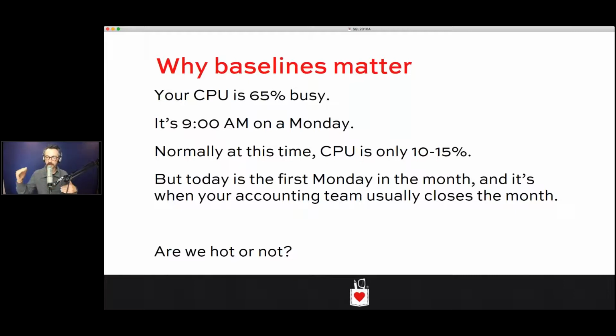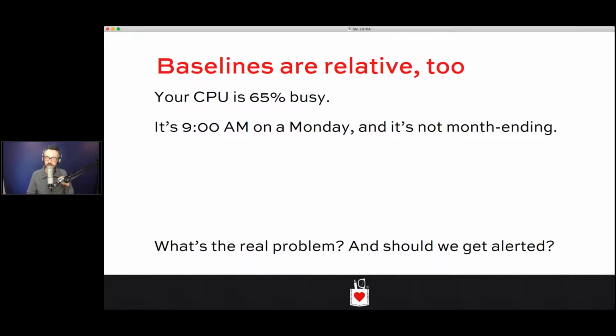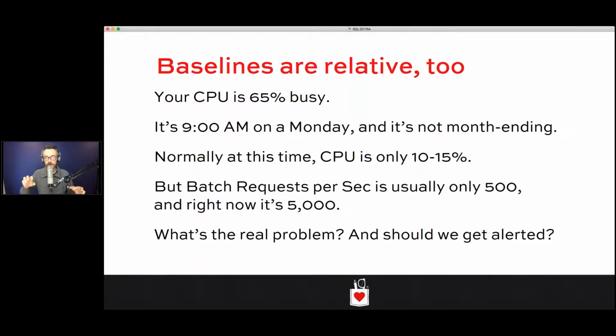Well, yeah, CPU is a little higher, and the monitoring software doesn't exactly know which day of month or day of quarter we close our books at. And even if it did, then it has to correlate that threshold down to what's normal for that business processing time. Let's take another example. Say the CPU is 65% busy and it's not month ending. Normally at this time, CPU is only 10 to 15%, but it's because batch requests per second, the number of queries that your SQL Server is handling, is 10 times higher than it usually is. Do you want an email? What do you want the email to be on, and who should get that email?